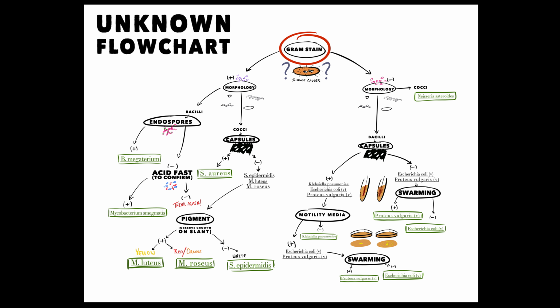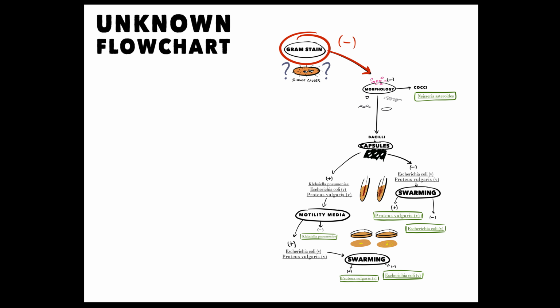We'll start our test with a gram stain. Let's say our gram stain came out negative. Now we can safely ignore the positive half of the flowchart. We're now ready to move on by looking at the cell morphology. If our cells were cocci, then we'd be done. But let's assume that they're bacilli. We can now rule out Neisseria asteroides and move on to a capsule stain.